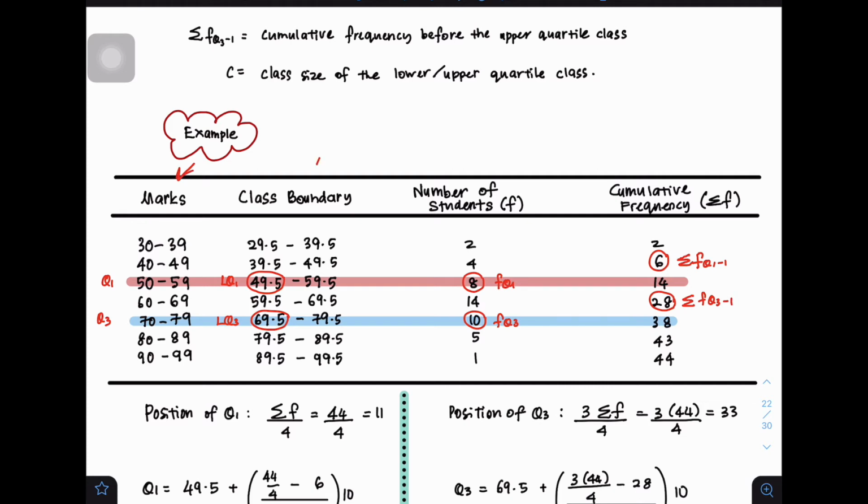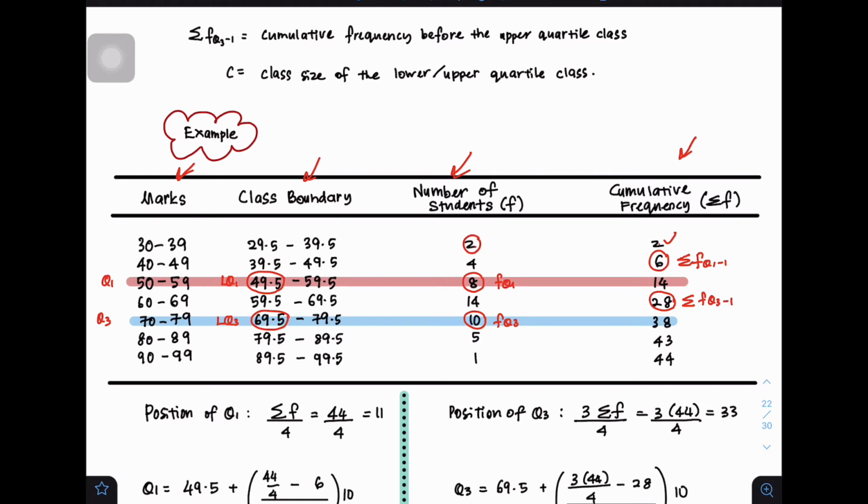Lepas tu kita cari class boundary. Okay, lepas tu kita ada frequency. Number of student ni adalah frequency. So what you need to do is you need to add the cumulative frequency dekat dalam table awak. Okay, so cumulative frequency ni nak cari macam mana. So dia akan bermula dengan frequency yang sama, 2. So dia akan bermula dengan 2.